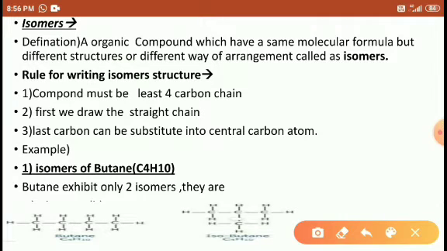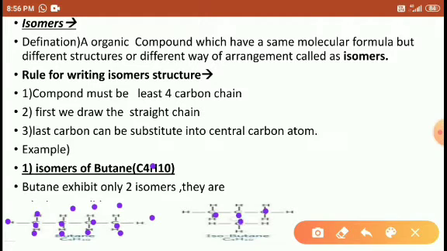Right. Example, isomer of butane. The butane contains two forms. 1, 2, 3, 4. 4 carbons. And 1, 2, 3, 4, 5, 6, 7, 8, 9, 10. 10 hydrogens. C4H10. Look at here, the one more structure.